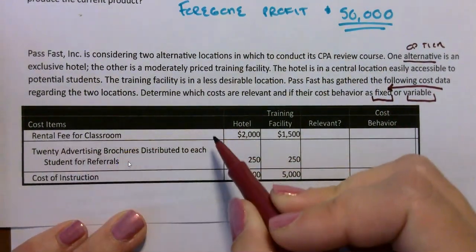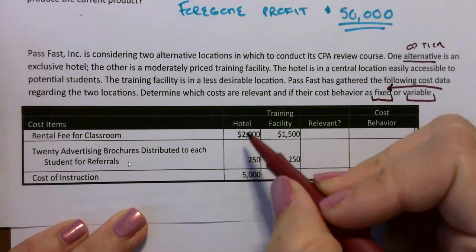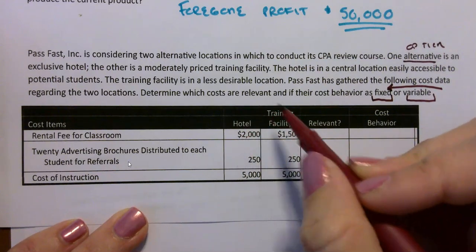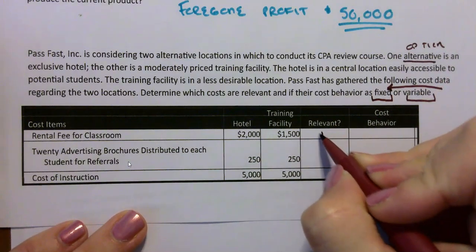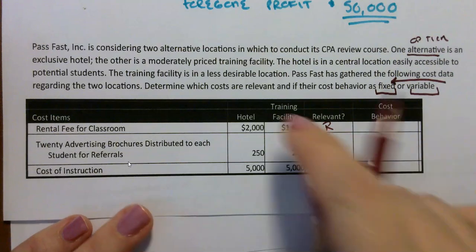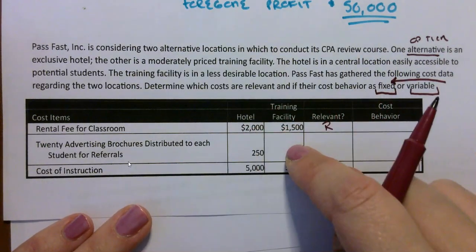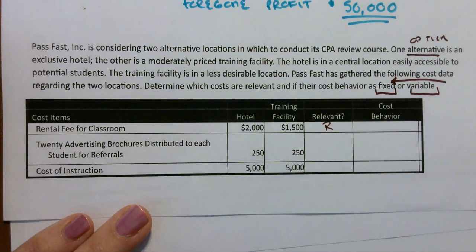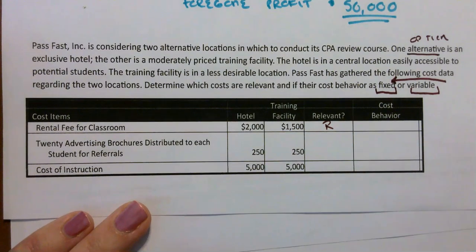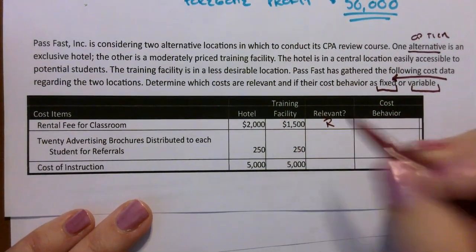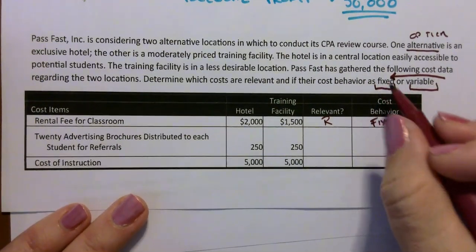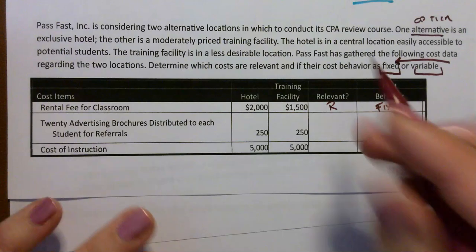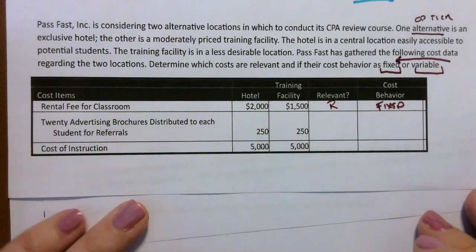The rental fee for the classroom. So we have our 2 options, the nice fancy hotel, the less desirable training facility. Is it relevant? They have different costs. Absolutely. I'm going to do an R there. That's definitely relevant because, of course, they're different. And what kind of cost behavior is that? Well, those are fixed. They are relevant. Not all the time are they fixed or irrelevant, but we'll see that in a second. They are relevant because they differ between the 2 options.